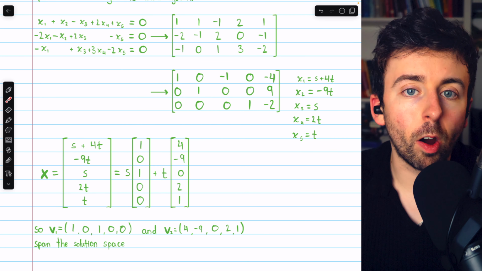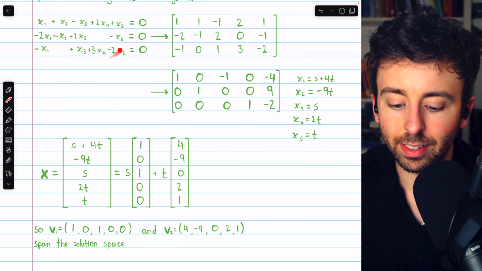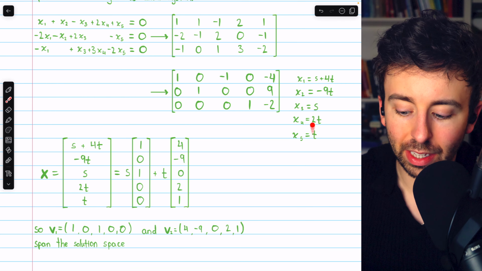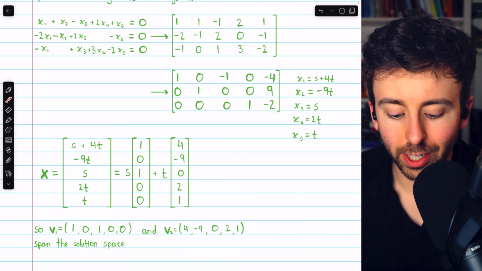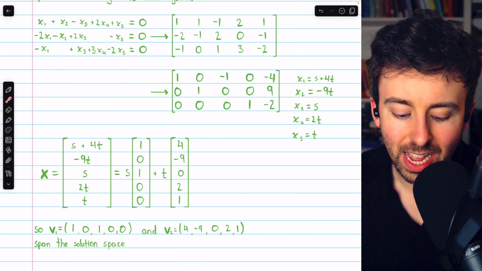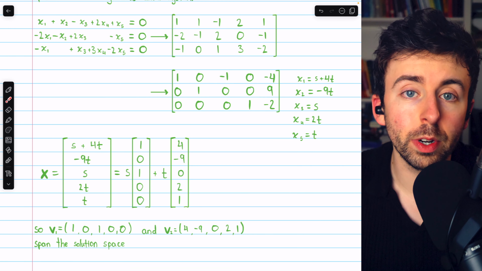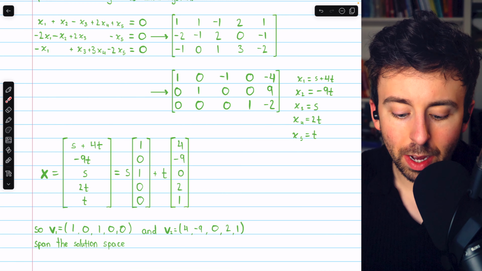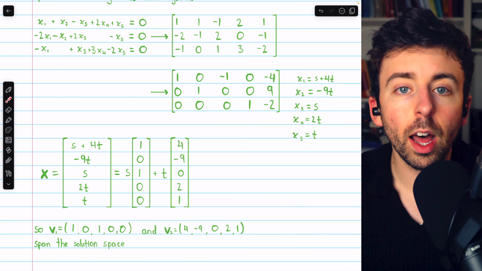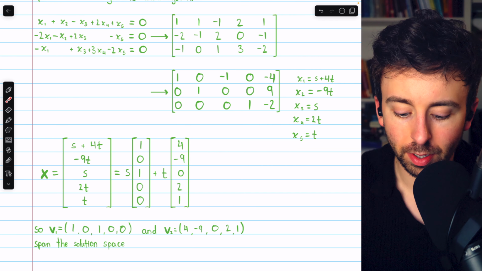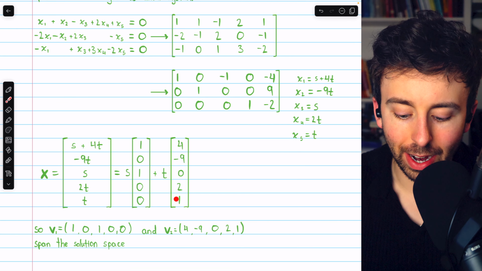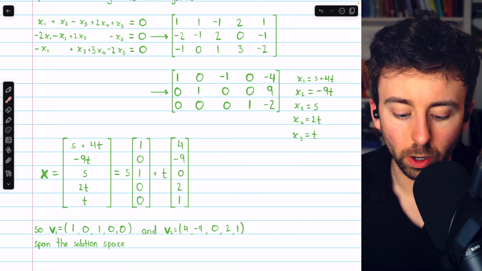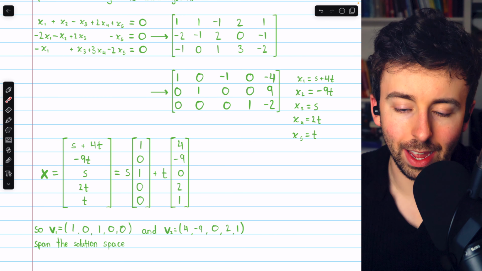So any vector in R5 that is a solution to this system must be a vector of this form. So it would look like this. The first component is s plus 4t, the second component is negative 9t, and so on. Since there are 2 free variables, hence 2 parameters, we can break this single solution vector up into a linear combination of vectors, this one representing the coefficients of s, 1, 0, 1, 0, 0, and this other vector with the coefficients of t, 4, negative 9, 0, 2, and 1.